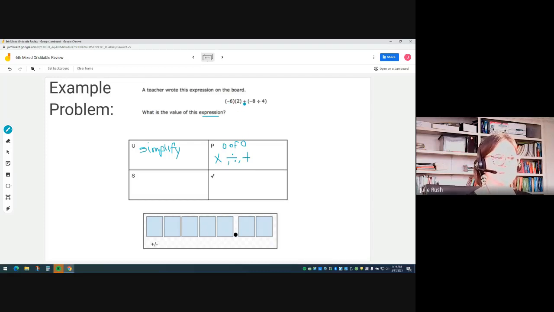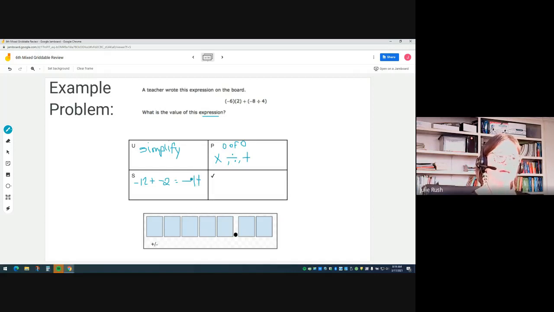So when I take a negative 6, multiply, by 2, I get negative 12. And then I'm going to add that to negative 8 divided by 4, which gives me a negative 2. I'm adding 2 negatives, so my answer will stay negative. And 12 plus 2 is 14.